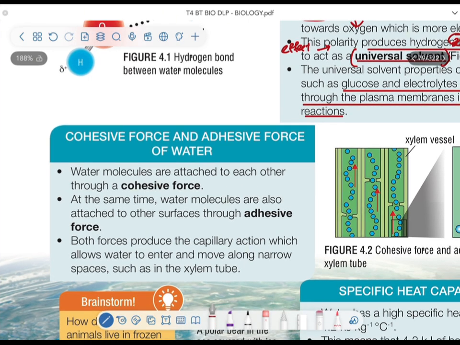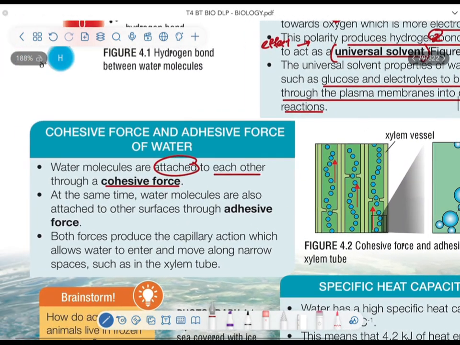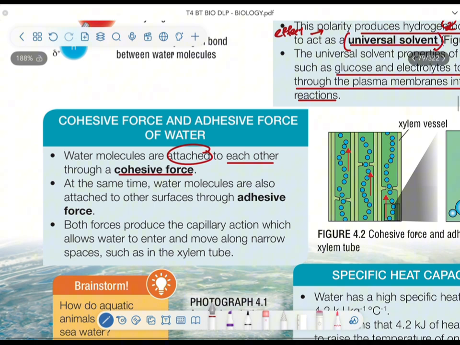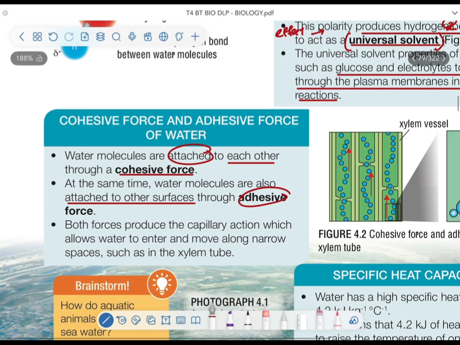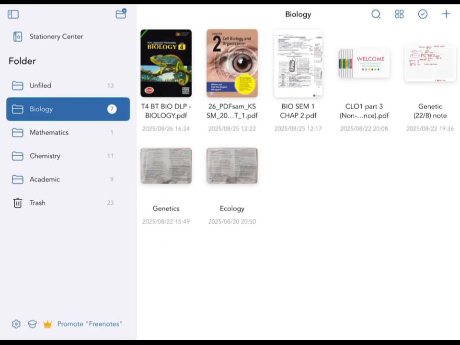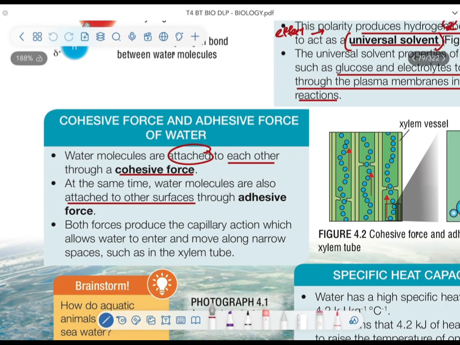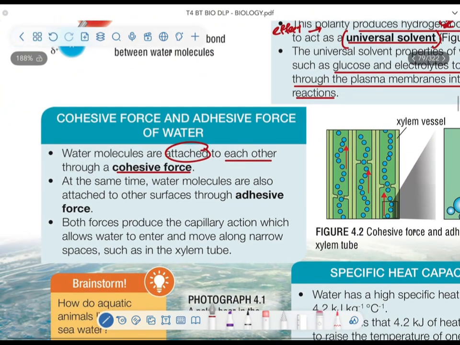So for your information, cohesive force means that the water molecules are attached to each other. And at the same time, the water molecules also attach to the other surface, which we call adhesive force. Attach to the other surfaces through adhesive force.